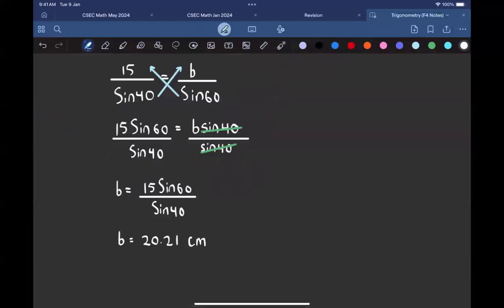Let me show you how easy it is on my calculator. Pressing the fraction button, just the fraction button. Close bracket.